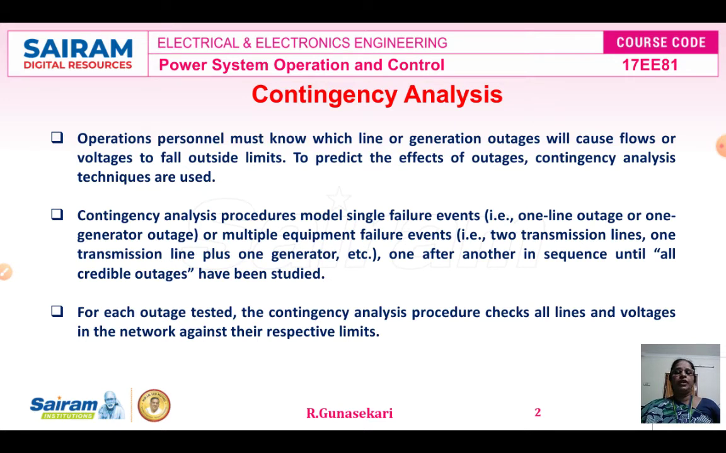Multiple equipment failure means two transmission line outages, or one transmission line with one generator outage. That is also a multiple equipment failure event. And then one after another in sequence, until all the credible outages have been studied in the contingency analysis procedure. For each outage we test, the contingency analysis procedure checks all the transmission lines and the voltages in the network against their respective limits.